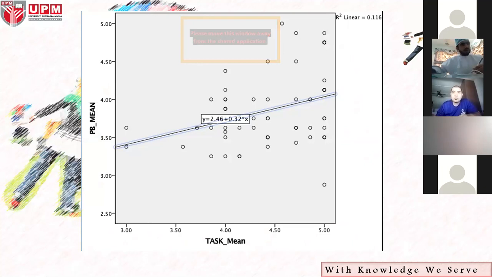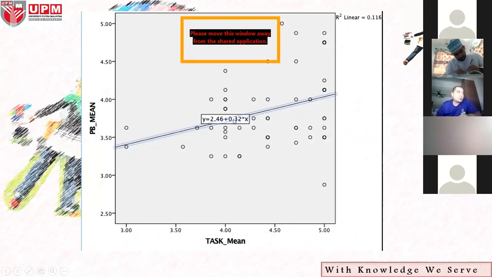Did you get it? So you have the equation, which should be similar to the equation that we had earlier: Y equals 2.46 plus 0.32 star. This one means significant. Same? Did you get it?